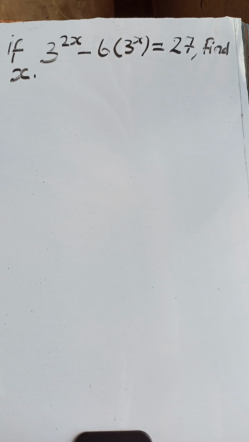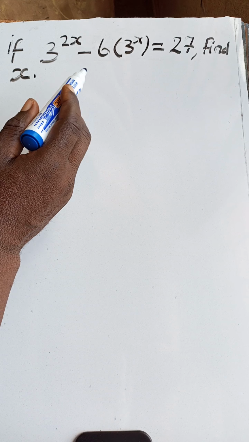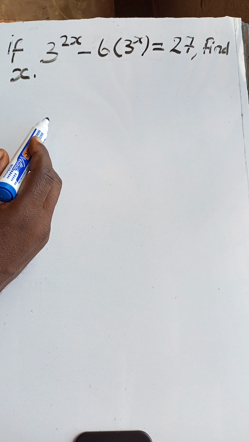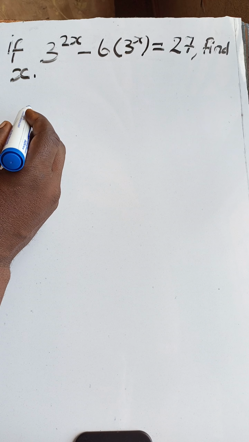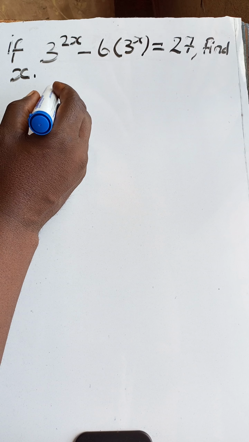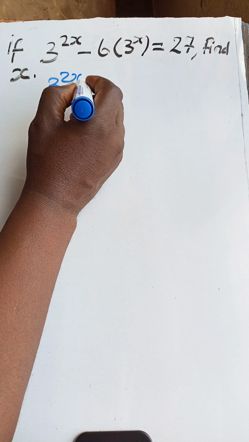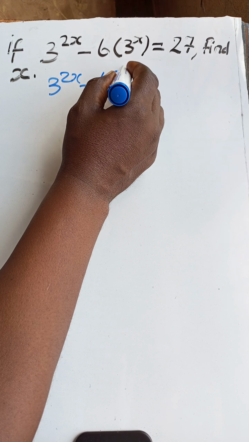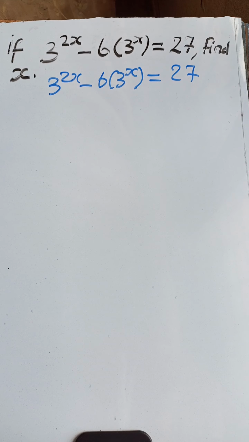Hi everyone. Here we are given the exponential equation 3 to the 2x minus 6 into 3 to the x is equal to 27, to find the value of x. Okay, so let us first of all write the expression again. 3 to the 2x minus 6 into 3 to the x is equal to 27.